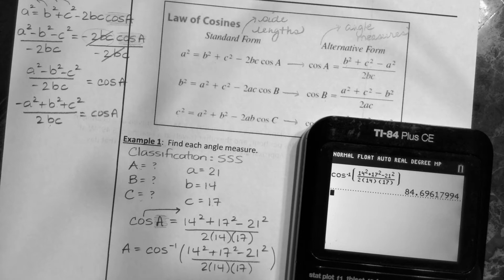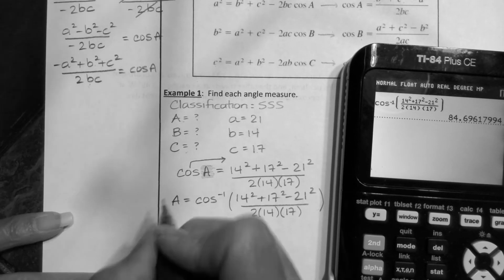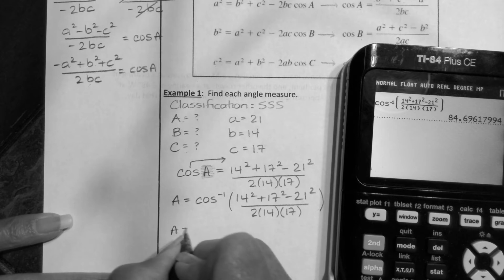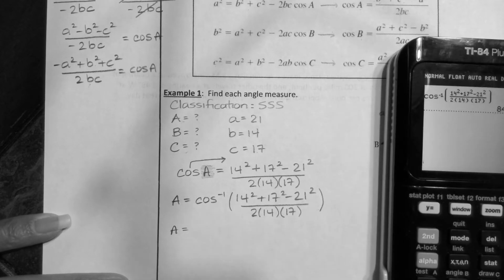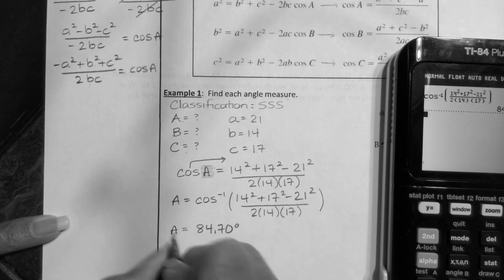And we get 84.69, but because that 69 has a 6 on the side, we are going to round it to 84.70. So angle A, let me raise my paper here up a little bit. So angle A equals 84.70 degrees.